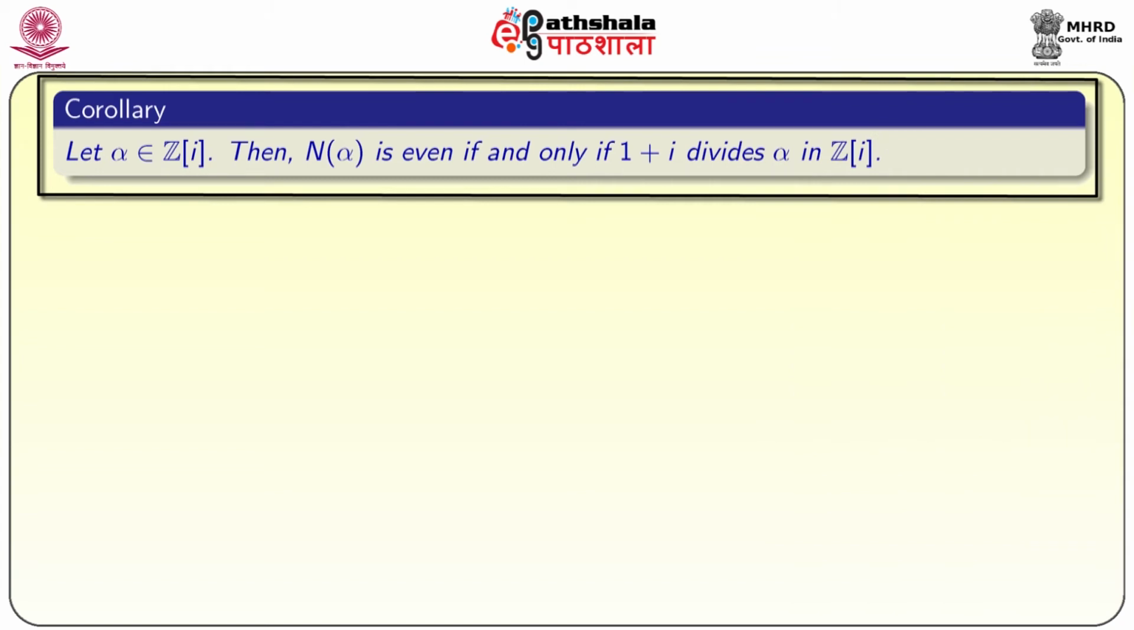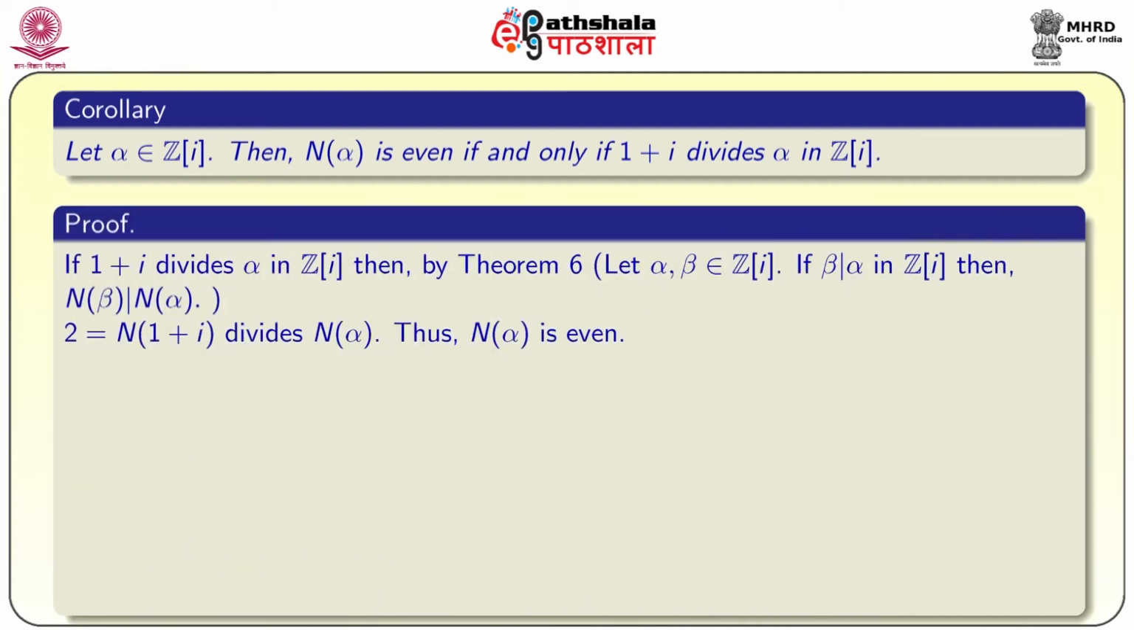Another corollary to this is, if alpha belongs to Z[i], then N(alpha), that is the norm of alpha, is even if and only if 1 plus i divides alpha in Z[i]. So, it is only related to 1 plus i. It gives a characterization that 1 plus i divides a Gaussian integer if and only if N(alpha) is even. For that, observe that the norm of 1 plus i itself is equal to 2.